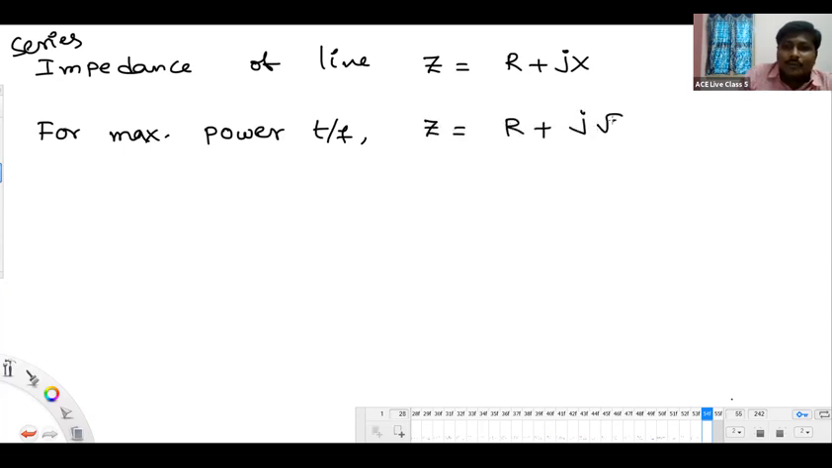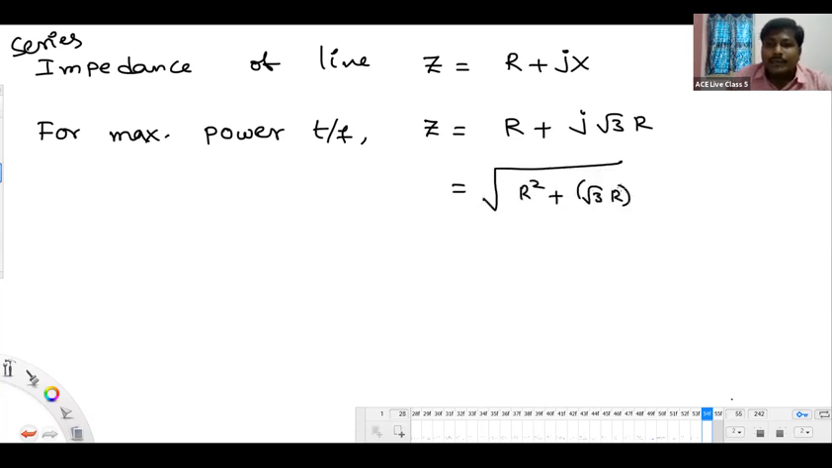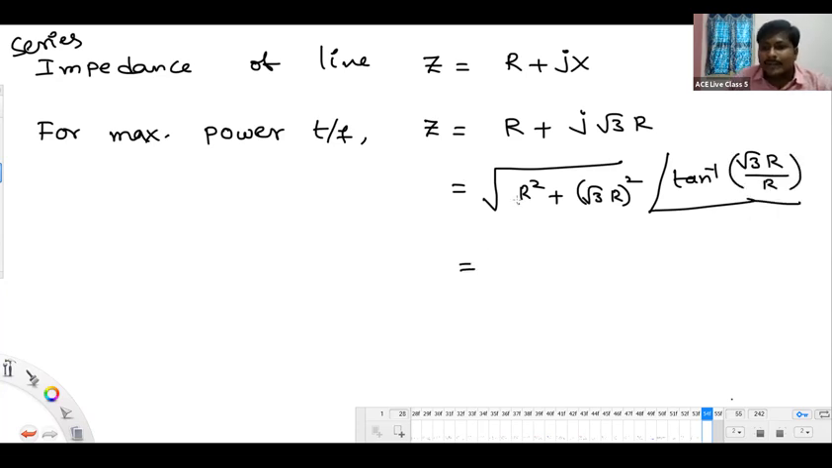X we will replace with root 3 into R, and you take the magnitude of this: root of R square plus root 3R whole square, and the angle will come to be tan inverse of root 3R by R. So this you can get as R square plus 3R square, 4R square, under root means 2R, at an angle 60 degrees.